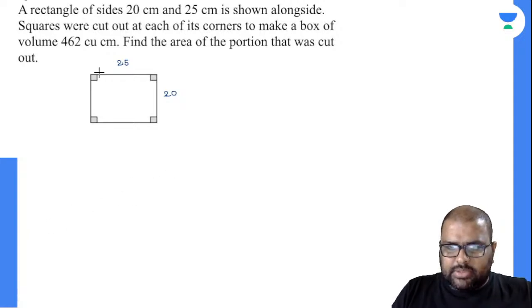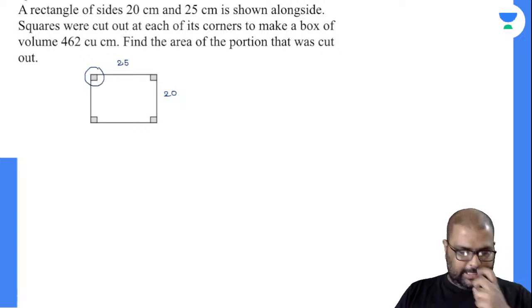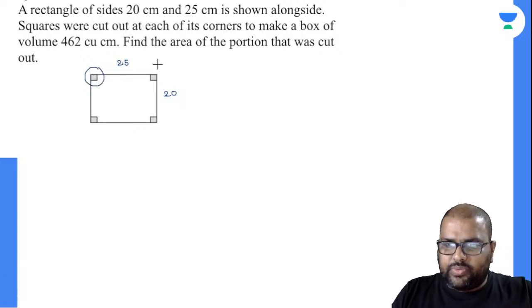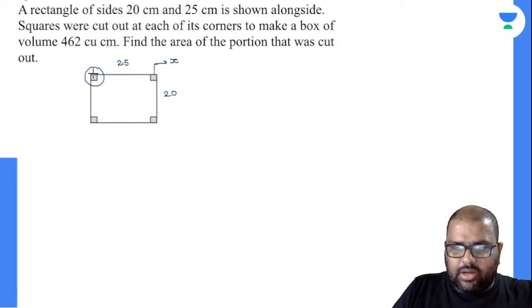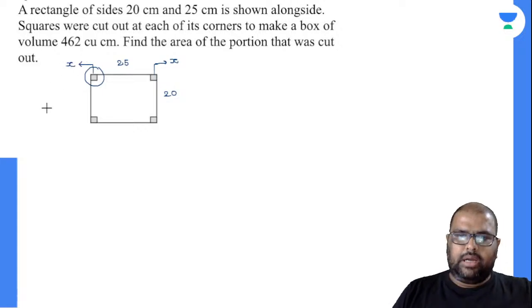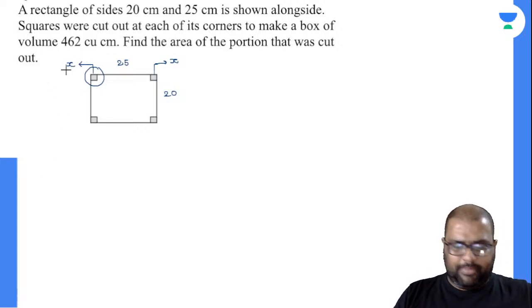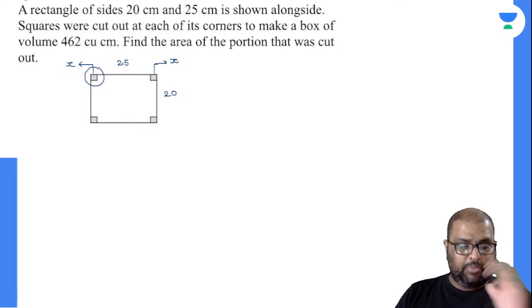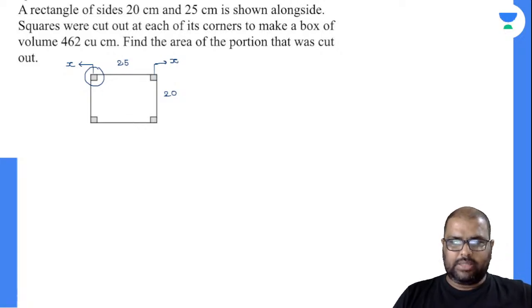Now closely observe there, you have cut down squares from each and every corner. So square means each and every side will be equal. Now this side, if I take as x, this side will also be x. You closely observe there, yes. Now to make a box of 462 cubic centimeter volume, so you made a box.